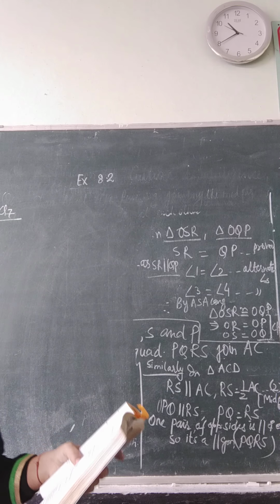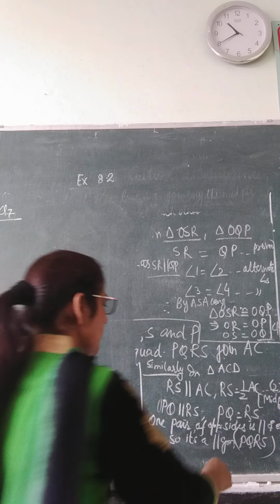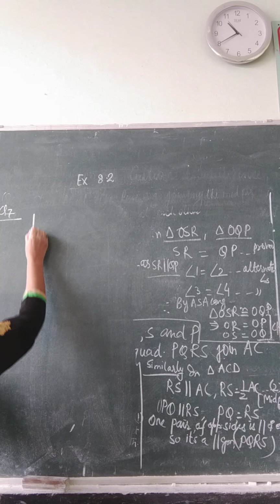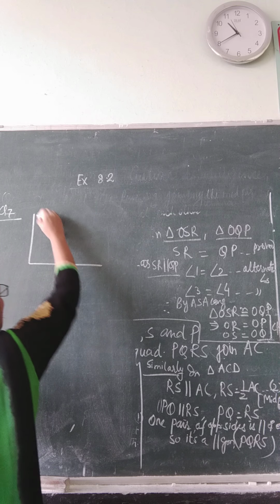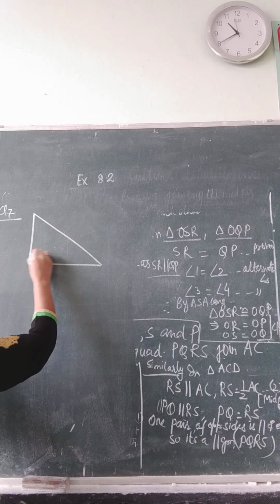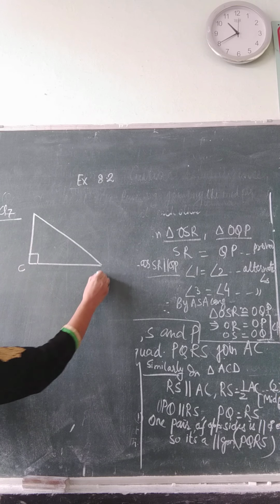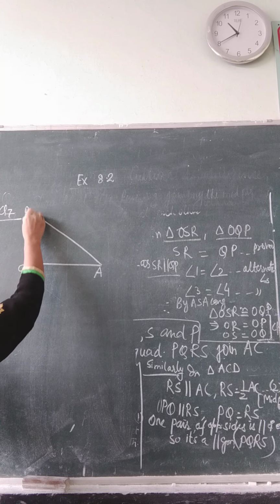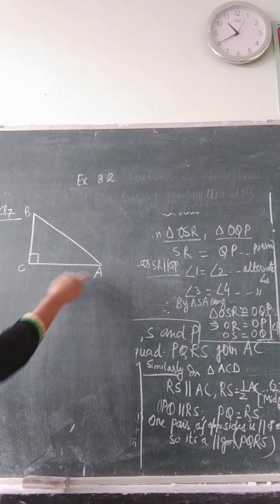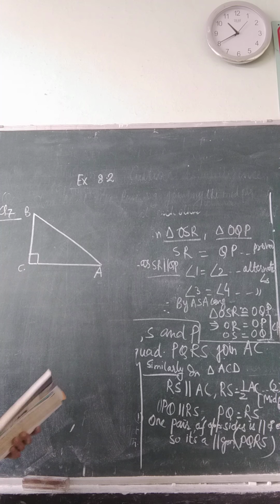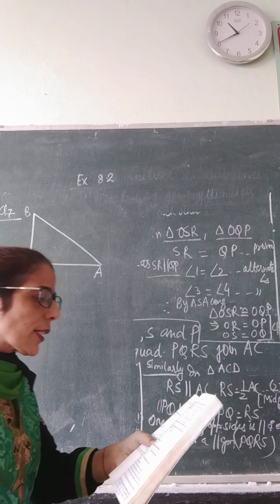ABC is a triangle right angled at C. It means this angle is C. So here I can write A, here I can write B. ABC is a triangle with C as right angle.